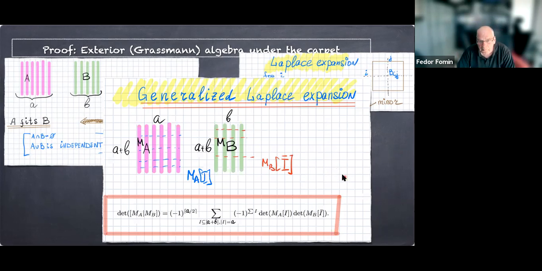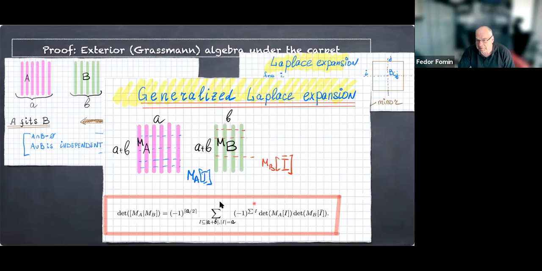Okay, so we need another fact from linear algebra, and I will not prove this fact here as well. We will use what is called the generalized Laplace expansion. It is again about how to compute the determinant. I have two matrices, one matrix with A columns and A plus B rows, and the second matrix with B columns and A plus B rows.